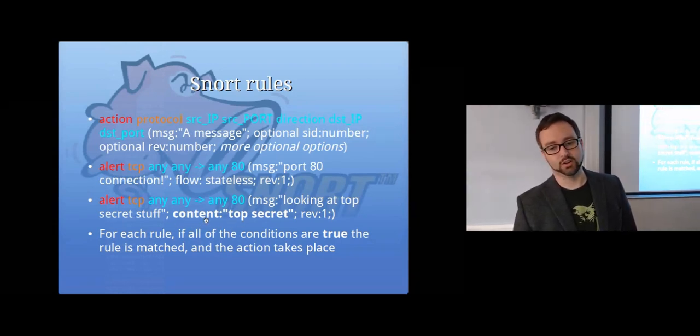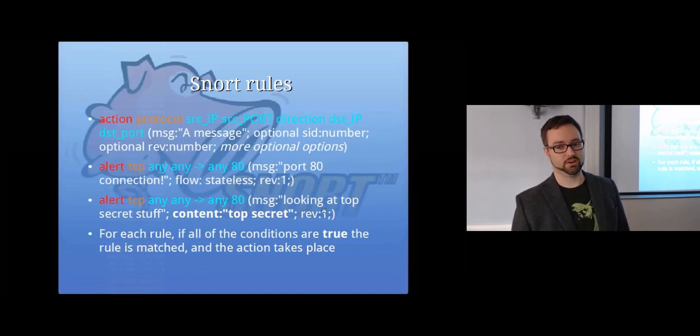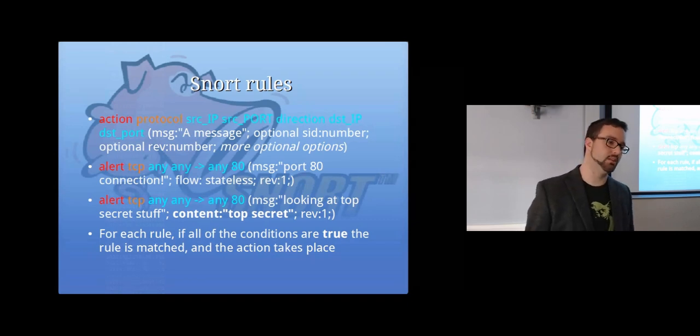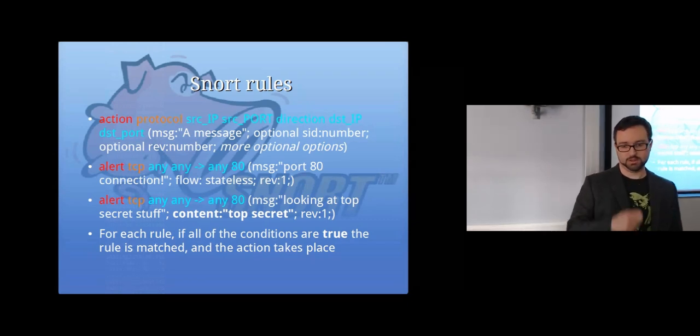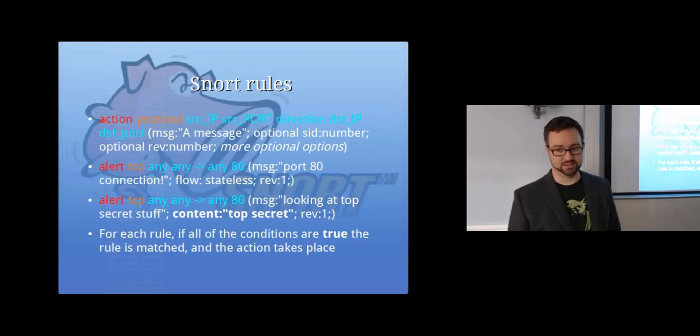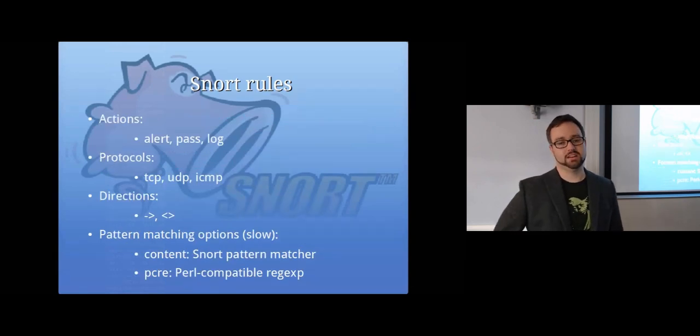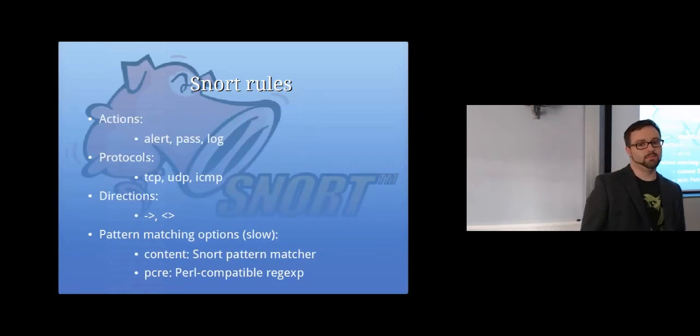But then you could also include content rules. So where it says, if the content includes the string top secret, then we'll create an alert that says looking at top secret stuff or something, just as some really basic examples. So if all of the conditions are true, then the rule is matched and the action takes place. The actions can include sending an alert, or writing to a log file, and you have protocols like TCP, UDP, ICMP. Directions are either going in one direction or either direction.